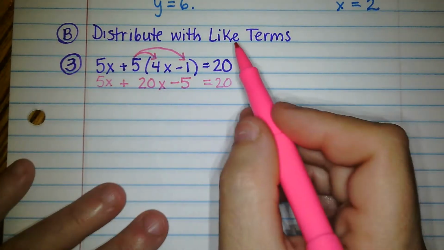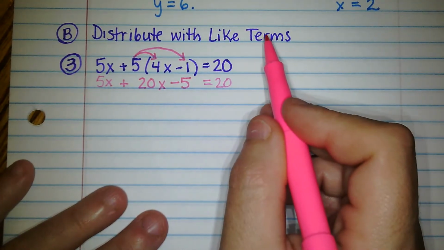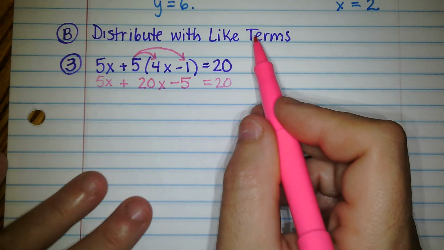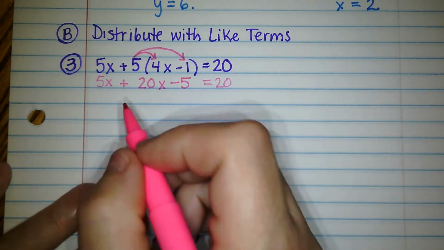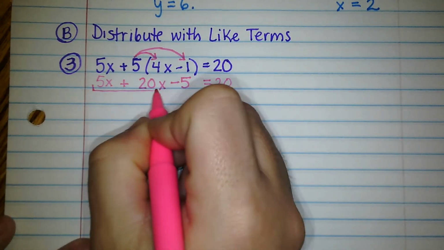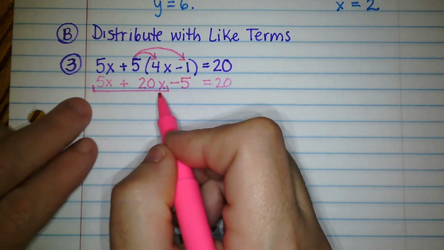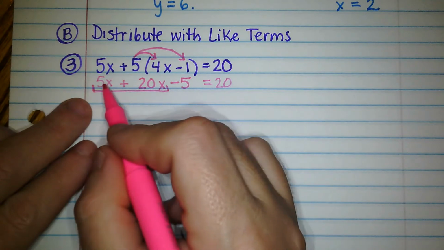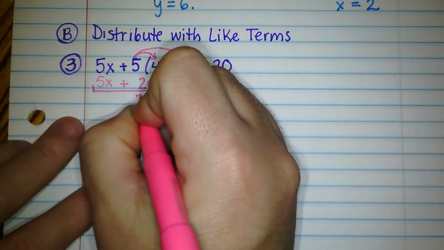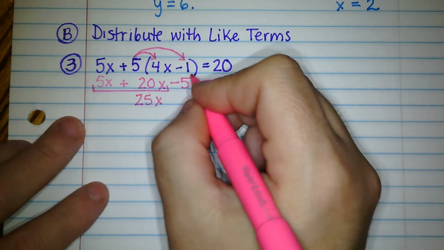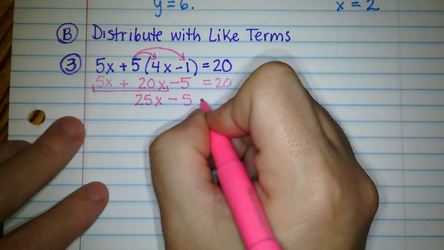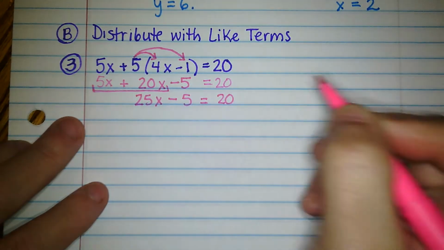Now I'm going to see if there's any like terms that I can combine. This is the part that's different than our beginner step. There's going to be like terms for us to combine right about here. And they're on the same side of equals, so we just add them up. So this is 5x and 20x. This is going to give us 25x. And then bring down your minus 5, bring down your equals, and your 20.